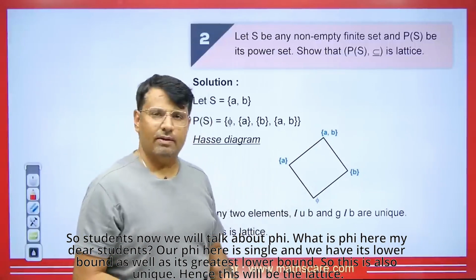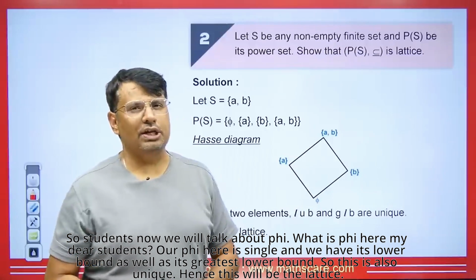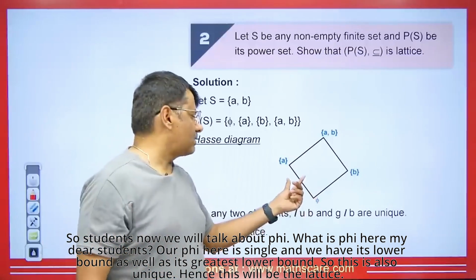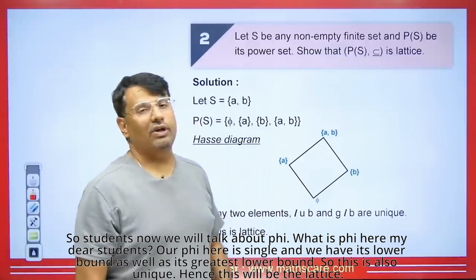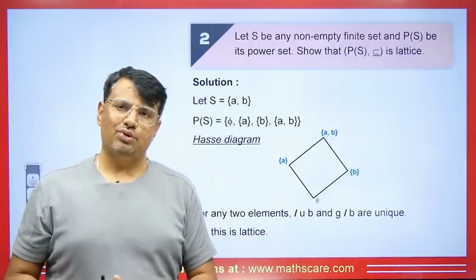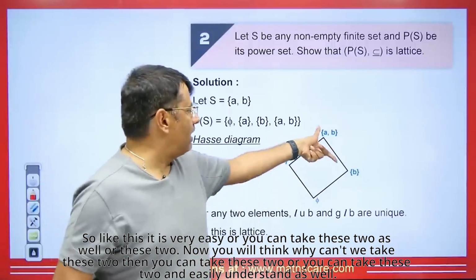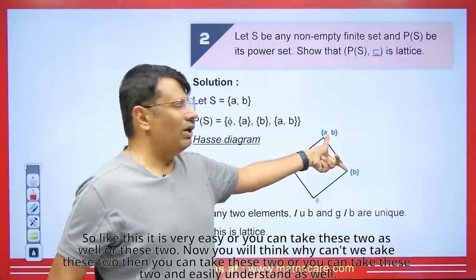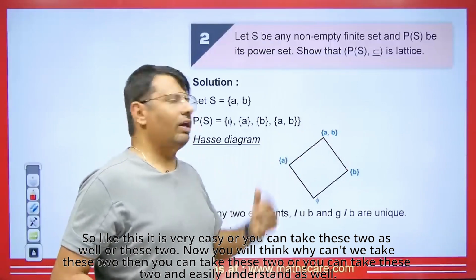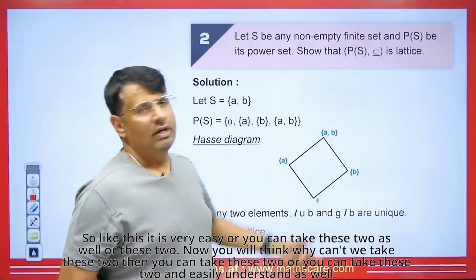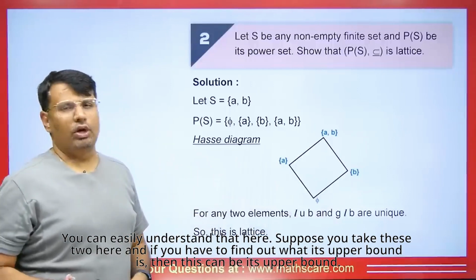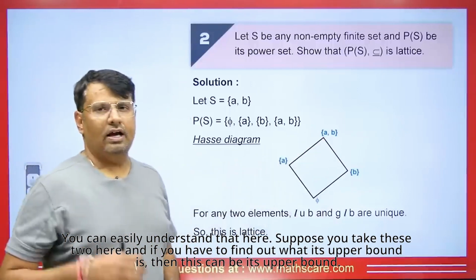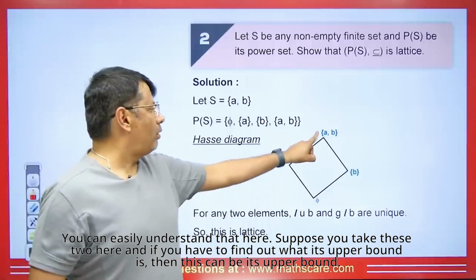So students, now we will talk about phi. What is phi here, my dear students? Our phi here is single, and we have its lower bound as well as its greatest lower bound. So this is also unique. Hence, this will be a lattice. So like this, it is very easy. Or you can take these two as well, or these two. Now you will think, why can't we take these two? Then you can take these two, or these two, and easily understand. Suppose you take these two here, and if you have to find out what their upper bound is, then this can be their upper bound.